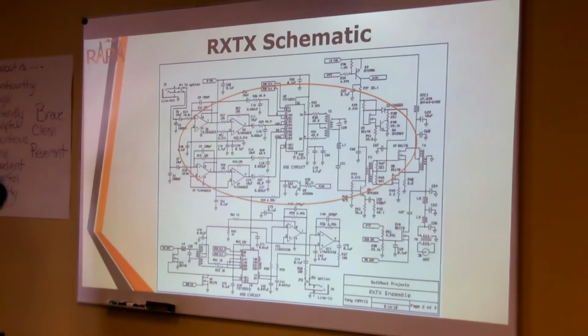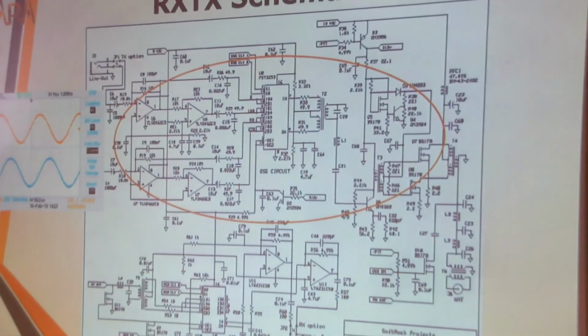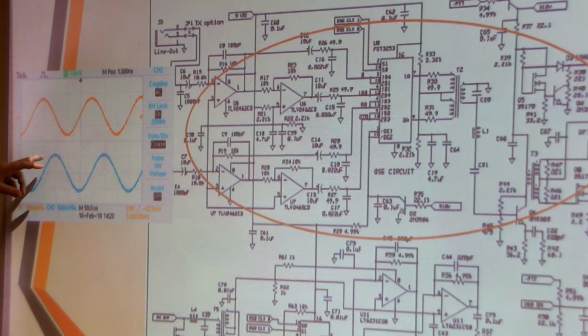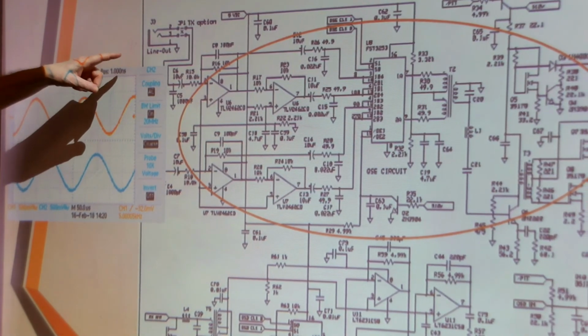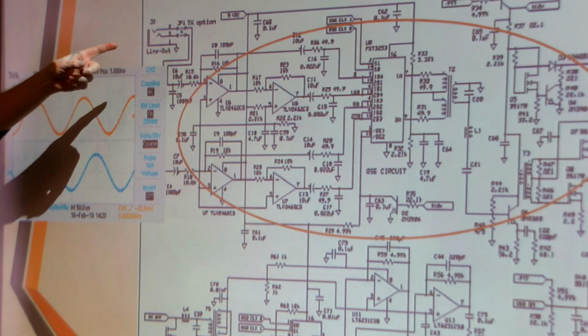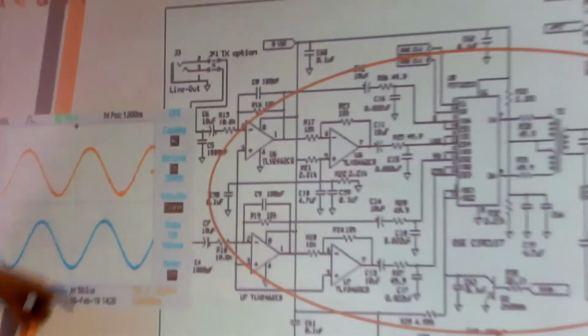So here's the transmitter. Here's a signal coming from the computer through the sound card to the line out. The line in and line out are named relative to your computer, not to their function on the board. So I got my 90-degree phase shift coming in here, and it's a 5 kilohertz signal.